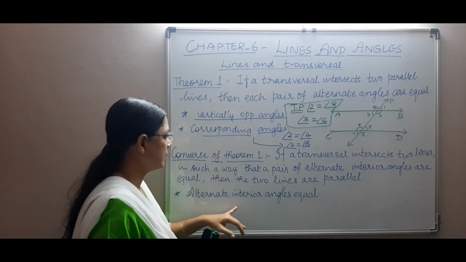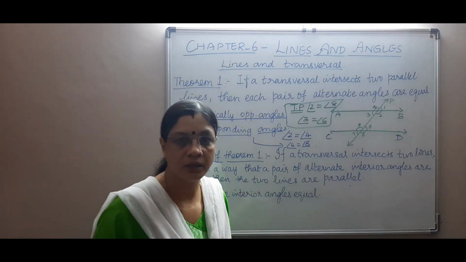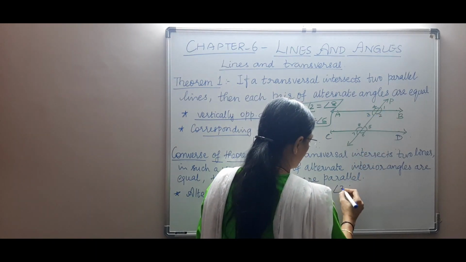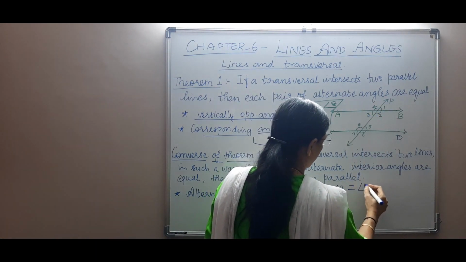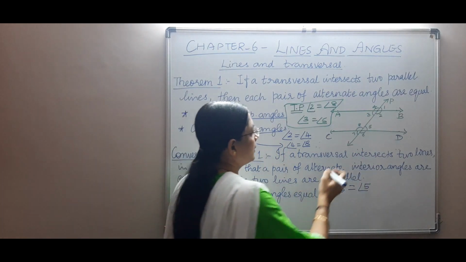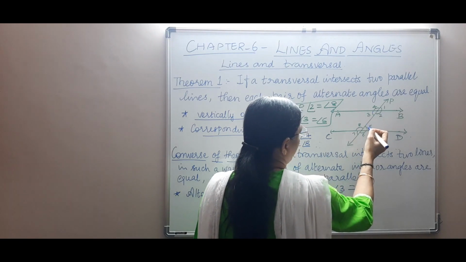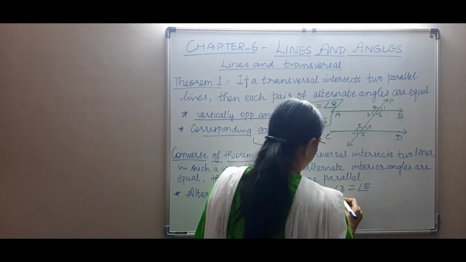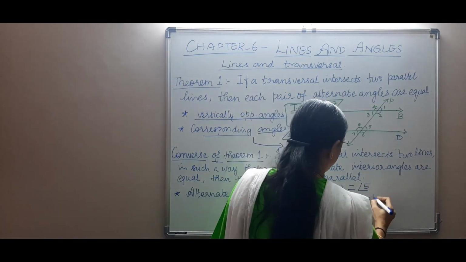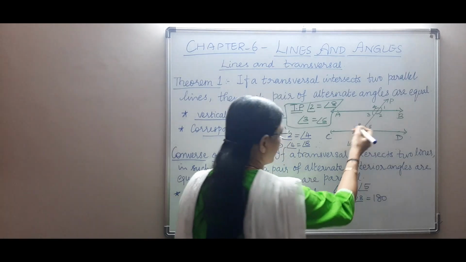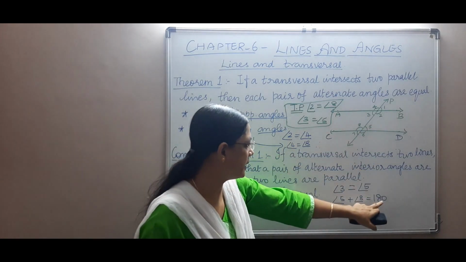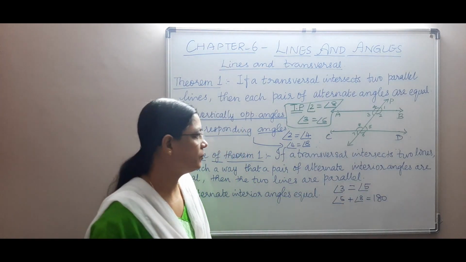So, first thing is the condition given here is the alternate interior angles are equal. So, we'll take alternate interior angles are equal. That is angle 3 is equal to angle 5. Okay, angle 3 is equal to angle 5, and we know that angle 5 and angle 8 add up to 180 degrees because it's a linear pair, isn't it? So, angle 5 plus angle 8 is equal to 180 degrees.